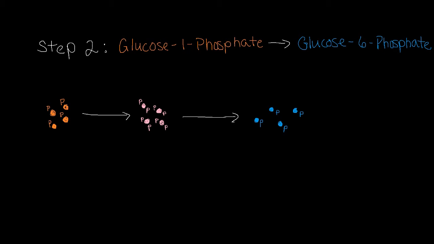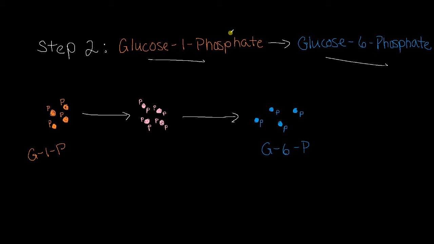Okie dokie, moving on to step 2, we are trying to move from glucose 1-phosphate to glucose 6-phosphate, and this should be a spitting image of what happens in glycogenesis. In that case, we basically have the reverse. We have glucose 6-phosphate moving to glucose 1-phosphate, but the mechanism by which this happens is the exact same for glycogenolysis. So let's go ahead and label this stuff.